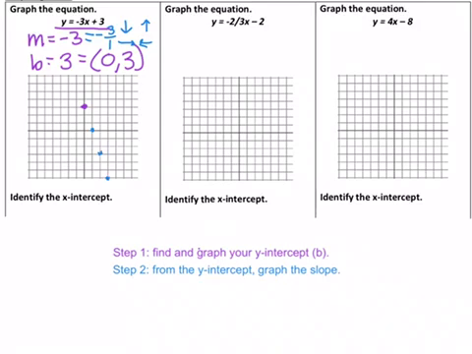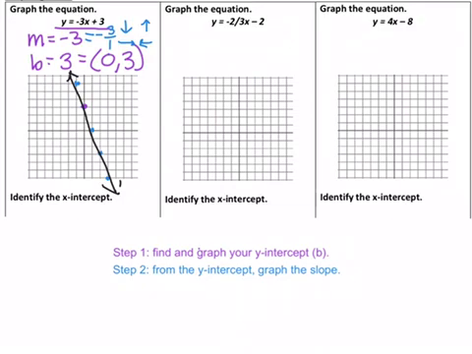So from the purple point, I'm going to do the opposite. I'm going to go up 3 and then to the left 1 like I drew my second set of arrows, and it continues the line. The last thing you do is connect your points right there. And that is how you graph using slope-intercept form.